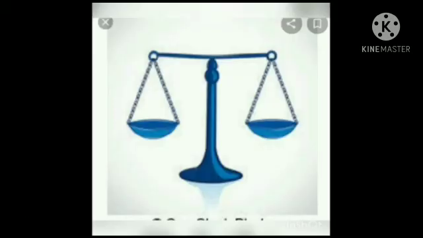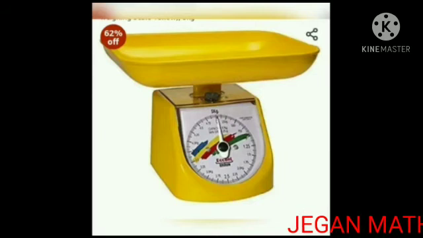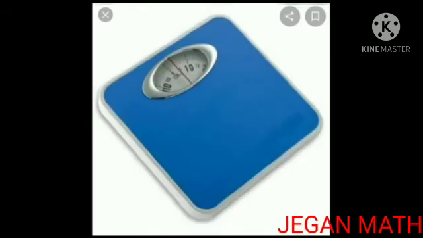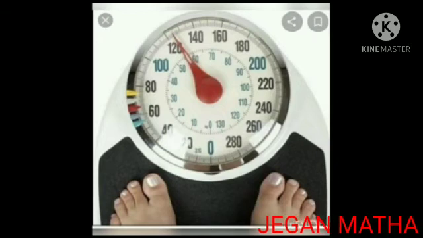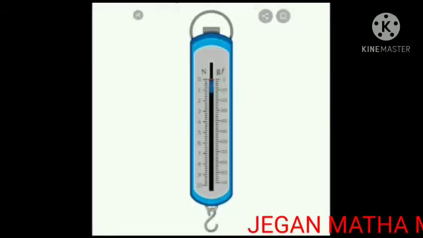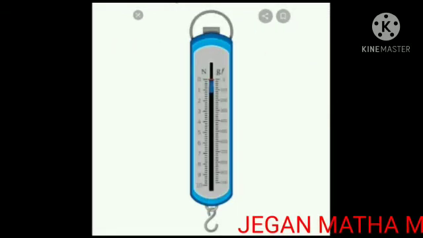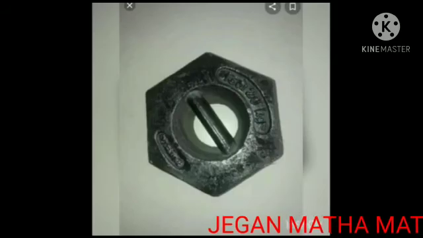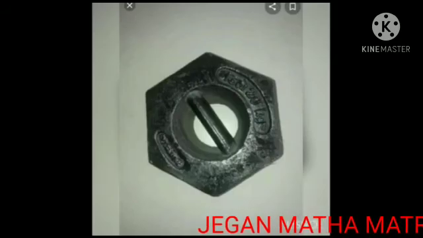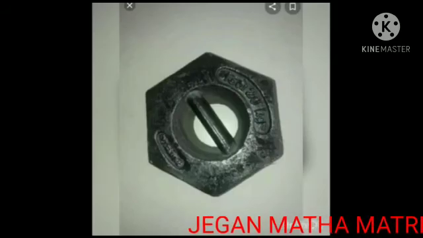So measuring weight: balance machines, and these are some objects to help us to find the correct weight of all the objects. And measuring stones. This stone helps us to find the correct weight also. It starts from 50 gram onwards, 5 kgs, 2 kgs like that.